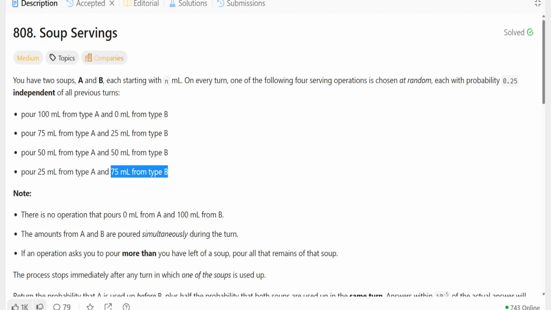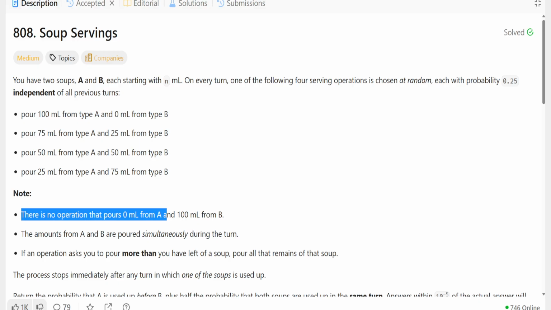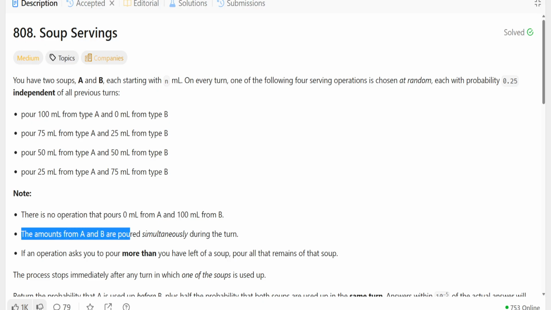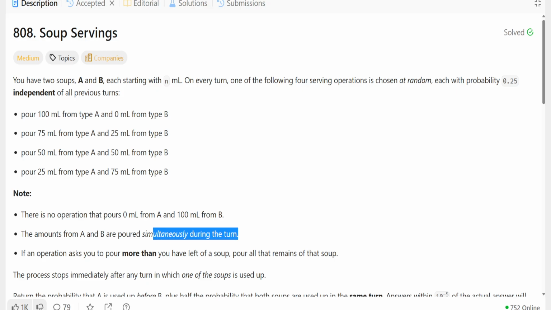You will ask, what about 0 ml from A and 100 ml from B? There is no such operation given. It is not available, which means this operation is not allowed. The amounts from A and B are poured simultaneously during the turn.